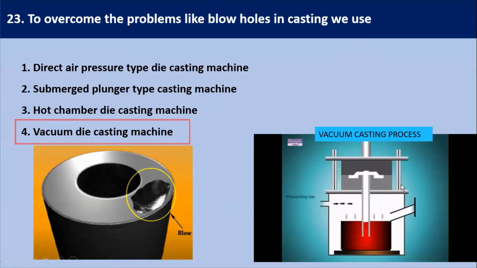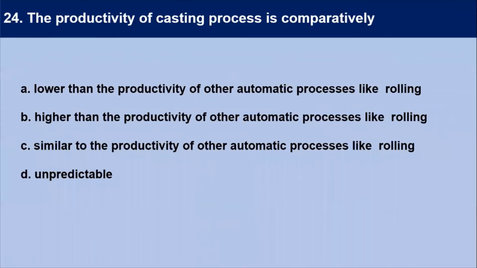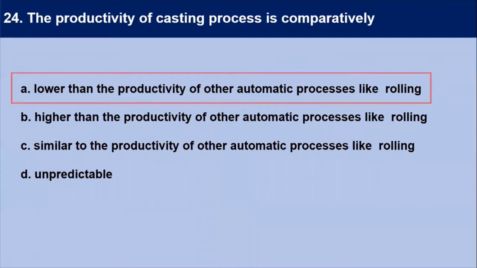So here I have shown the vacuum casting machine. Only the vacuum die casting machine will overcome problems like blowholes in the casting. Next question, the productivity of a casting process is comparatively, naturally the answer is very simple here, comparatively lower than the productivity of other automatic processes like rolling.